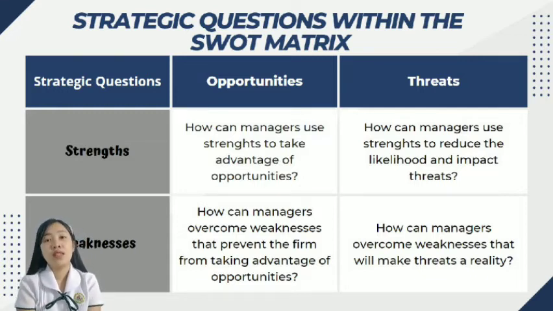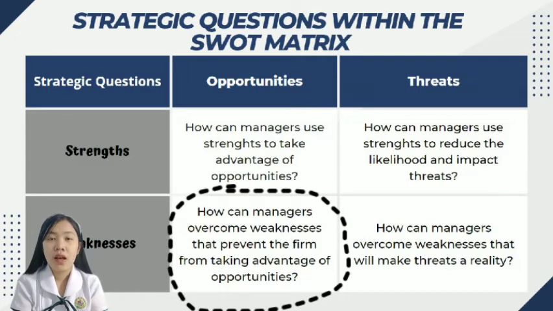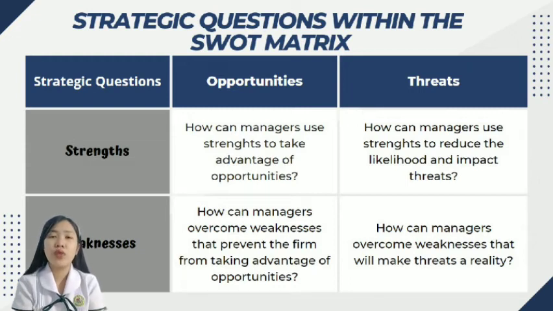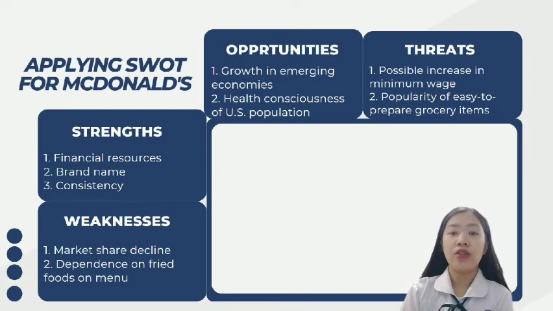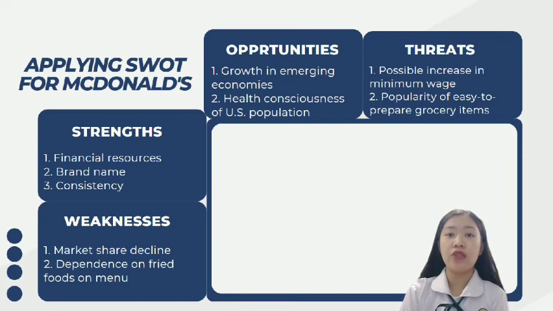And for the final process, it is focusing on the weakness and opportunities. We can see it at the bottom left quadrant. It is the defensive action also, just like the second process, on how to strengthen an internal weakness in order to make it more likely to take advantage of an opportunity from the outside. So the question here that must be formulated is, how can managers overcome weaknesses that prevent the firm from taking advantage of the opportunities?